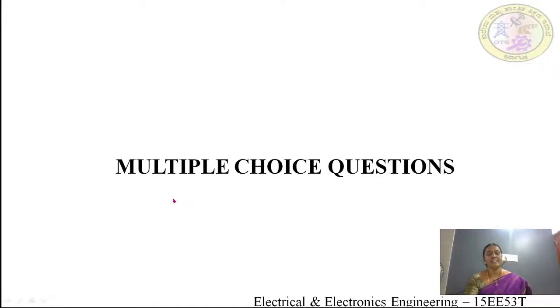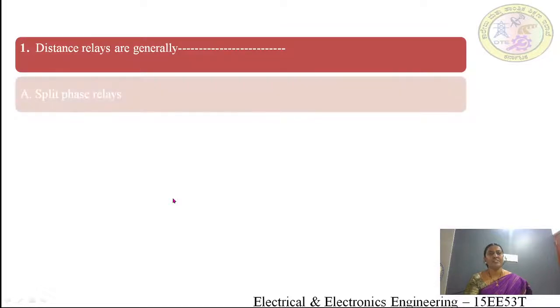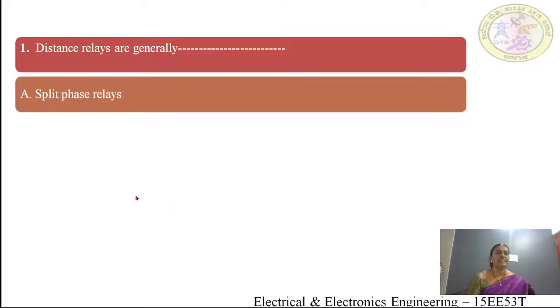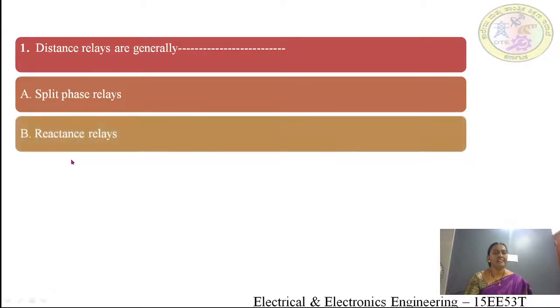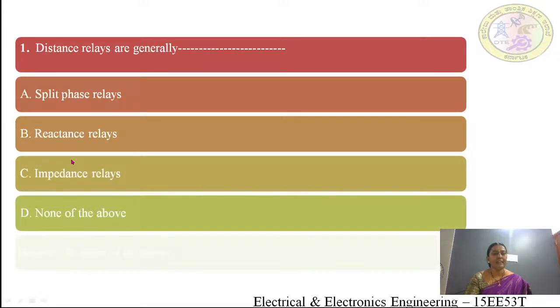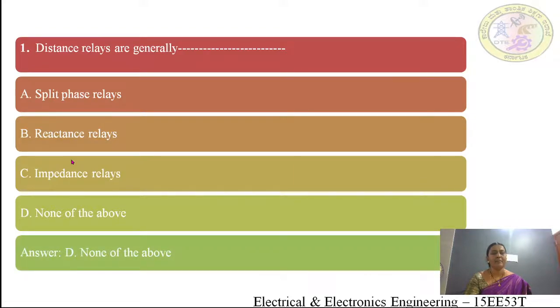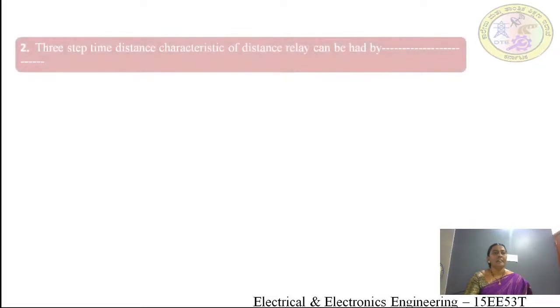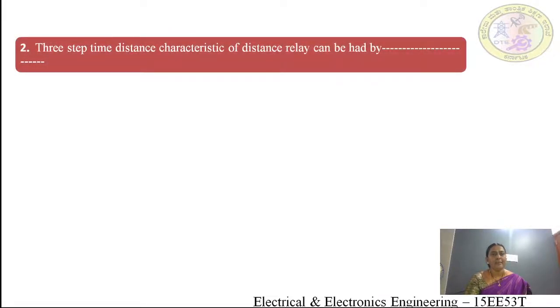So let us see some multiple choice questions on this. Distance relays are generally: split phase relays, reactance relays, impedance relays, none of the above. Answer is none of the above. Distance relay does not come under any of these categories. Next, the 3-step time distance characteristic of a distance relay can be added by dash.